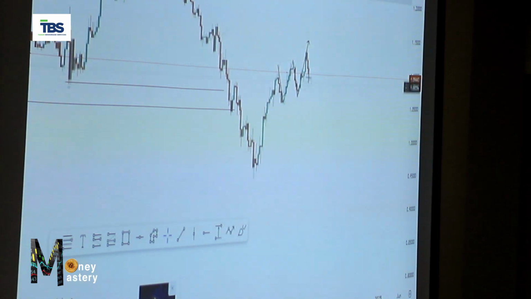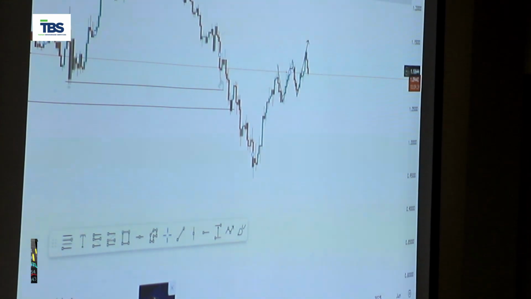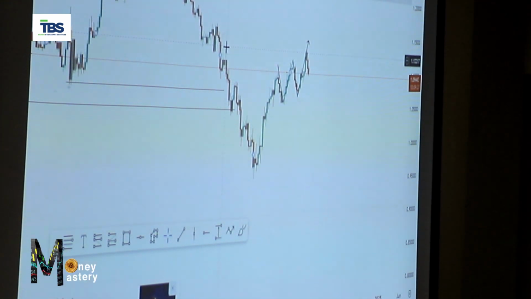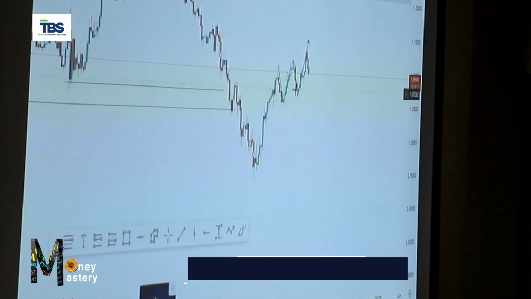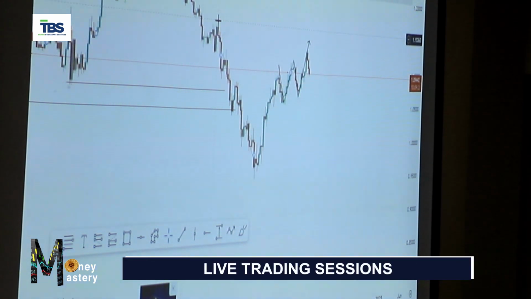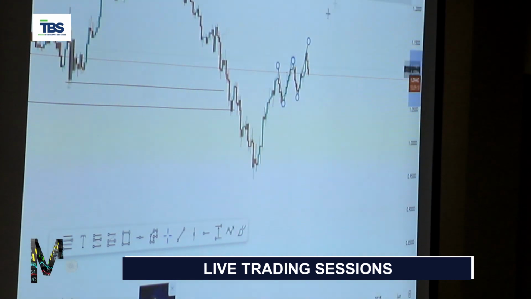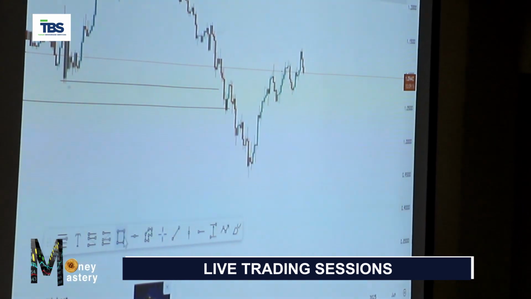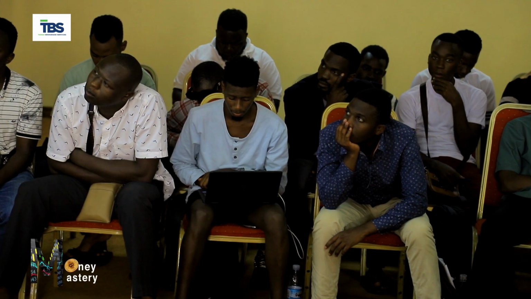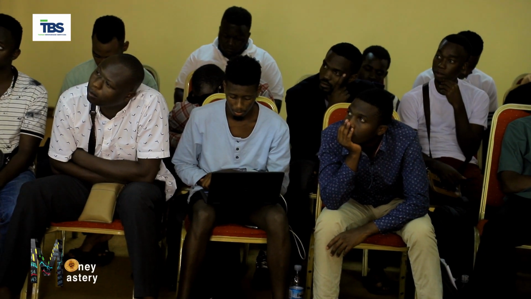So we need to see, are we going to be mitigated, right? And you can see here where it tried to react, it broke this zone. That means we have to push, and if we are to push, we'll be targeting here. Here will be a minor zone. So that you can see the difference.